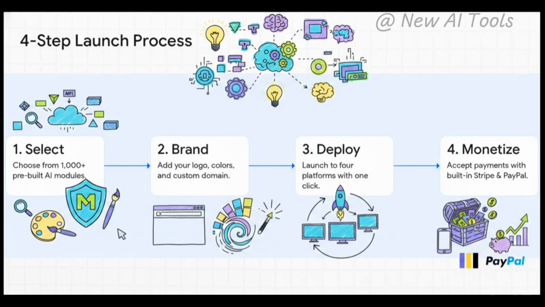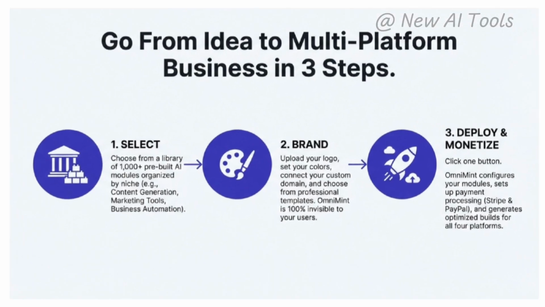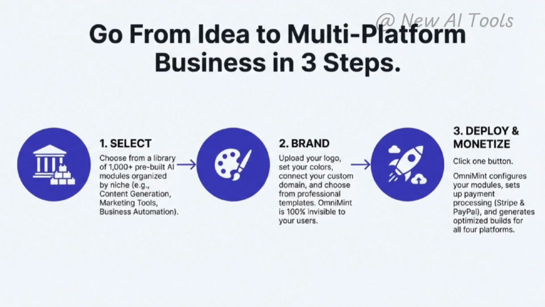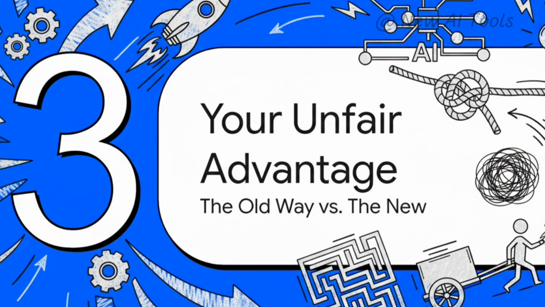So how does it actually work? Well, it's pretty much a simple 4-step process. First, you pick from over 1,000 ready-to-go AI modules. Step 2, you make it yours. Slap your logo on it, your colors, your own web domain. Third, you hit deploy, and this part is just awesome. With one click, it launches to the web, iOS, Android, and desktop all at once. And finally, step 4, you get paid. Stripe and PayPal are already baked in, ready to take payments right out of the gate. This kind of speed and simplicity gives you what I can only call an unfair advantage over anyone else who's still stuck doing things the old, painful way.